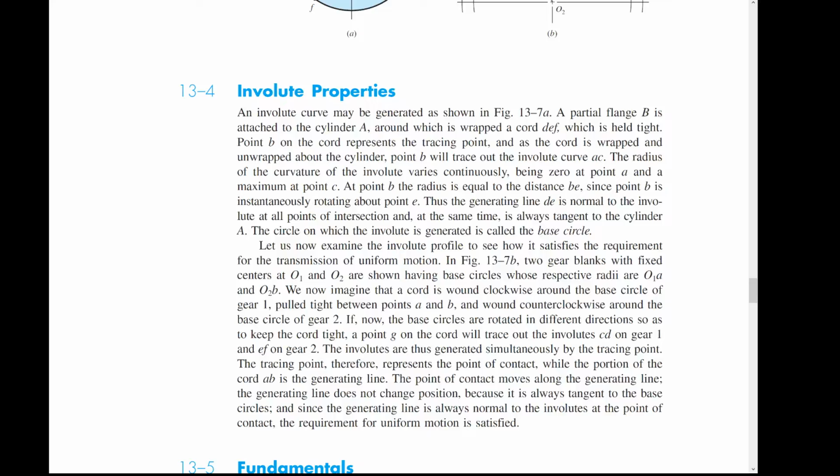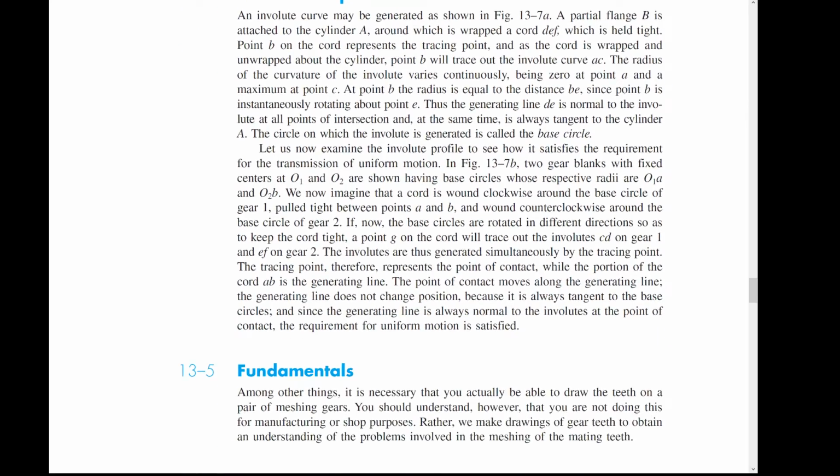The involutes are thus generated simply by the tracing point. The tracing point therefore represents the point of contact, while the portion of the line cord AB is the generating line. You getting this? Might have to rewind. The point of contact moves along the generating line. The generating line does not change position because it is always tangent to the base circles, and since the generating line is always normal to the involutes at the point of contact, the requirement for uniform motion is satisfied.